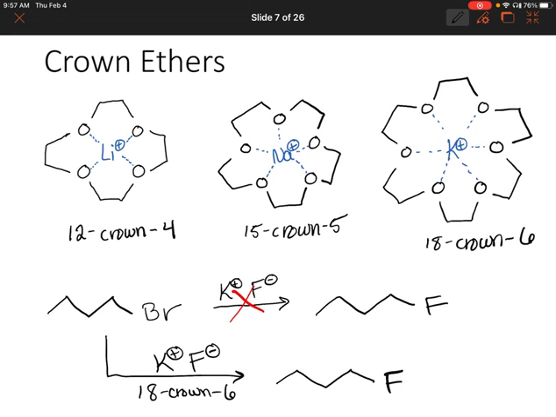Okay, so again, just a special type of ether, and this is actually also called host-guest chemistry. So you've got your host, the crown ether, you've got your guest, the metal ion, and it's all chemistry.